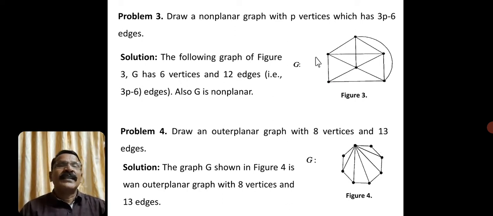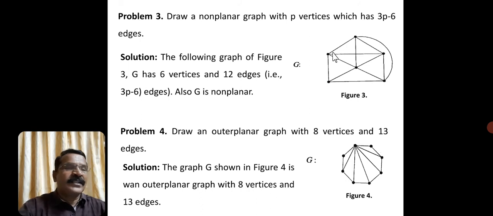So first you have to consider p vertices. That is, how many vertices are there here? Here you have to consider p vertices. Okay, yes, it is possible. P vertices which has got 3p minus 6 edges.